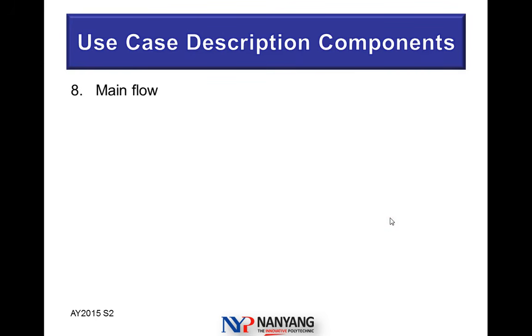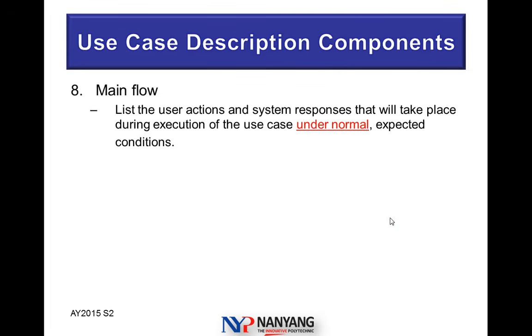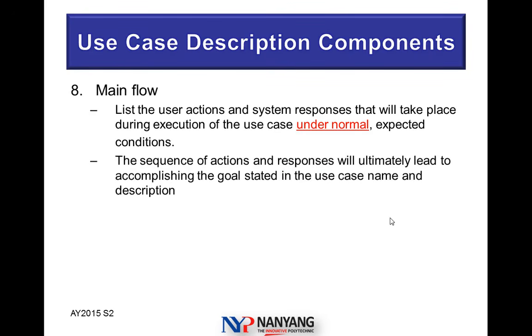The most important part of the use case description is the main flow. The main flow will list the user's actions and system responses that will take place during the execution of the use case under normal expected conditions. The sequence of actions and responses will ultimately lead to accomplishing the goal stated in the use case name and the description.